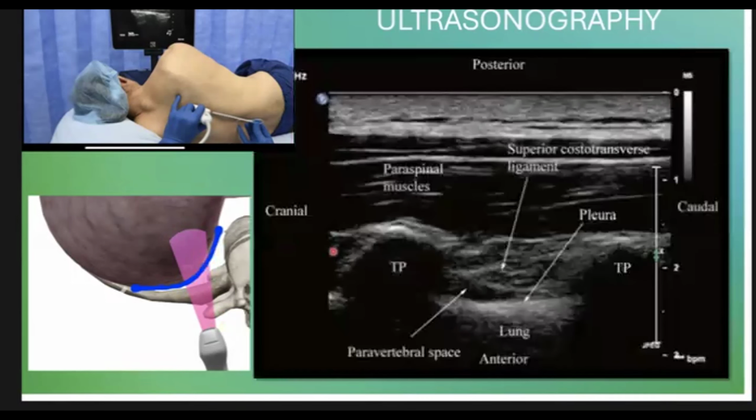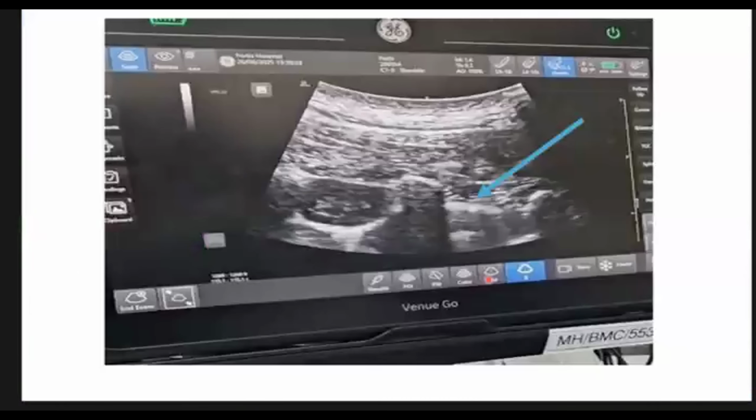So here we can see the two transverse processes, the shimmery pleura and the hyperechoic line, which is the superior costotransverse ligament, and the paravertebral space below it. So here we have performed a paravertebral block for a PCNL surgery.